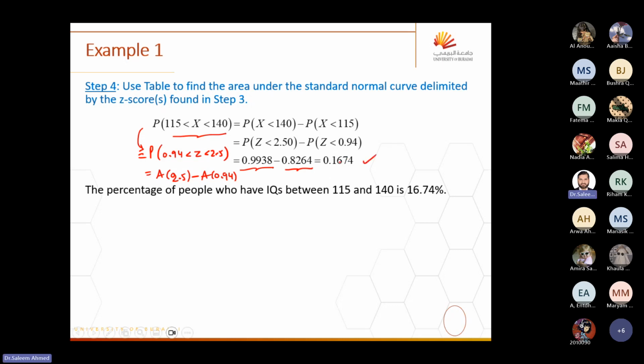The question was not the probability. They said, what is the percentage of people who fall in this IQ level? So I will multiply my answer by 100 to write the answer in percentages. Hence, the percentage of people who have an IQ level between these values is 16.74%.